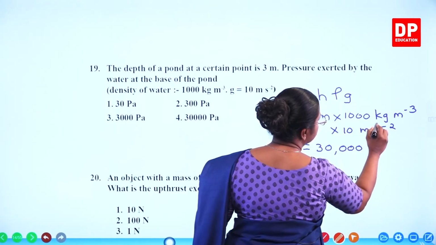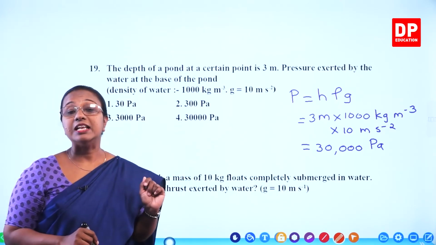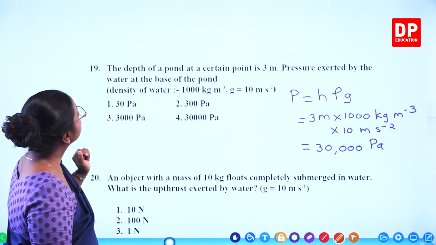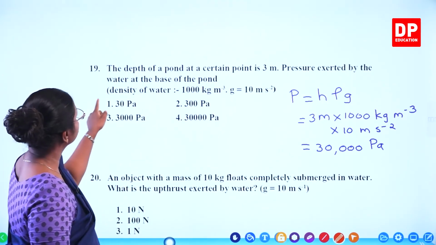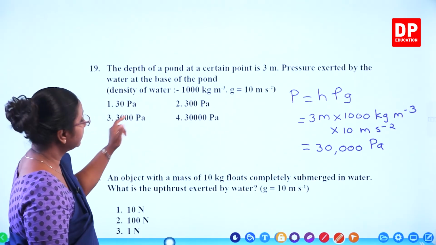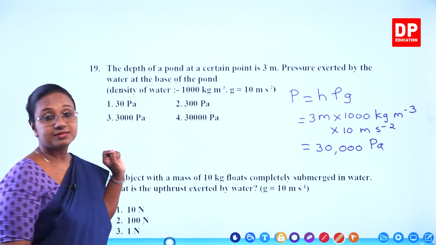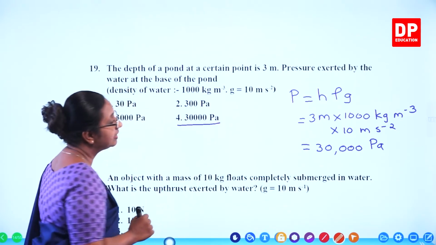When it is in meters, kilogram meter minus 3 and meters per second square, you get the direct unit as Pascals. So the depth of the pond at a certain point is 3 meters. Pressure exerted by the water at the base of the pond, that is what we need to find. 30 Pascal, no. 300 Pascal, no. 3000 Pascal, that is also not correct. 30,000 Pascal, that is the correct answer.